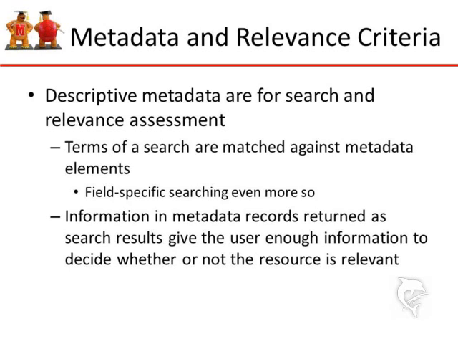So descriptive metadata are for search and relevance assessment. The terms of a search are matched against metadata elements, and you've all seen databases where you can do field-specific searching. That's true even more so. You're specifying which metadata element you want your criterion to be compared with. Information in metadata records that's returned as search results gives, hopefully, the user enough information to decide whether or not the resource is relevant. So I see a really tight relationship, I'll say it again, between relevance criteria and descriptive metadata.